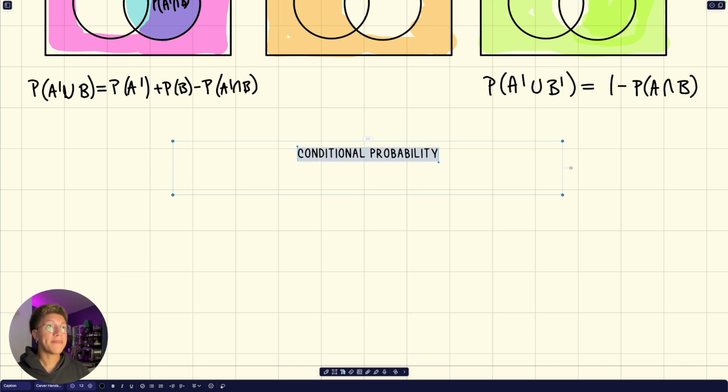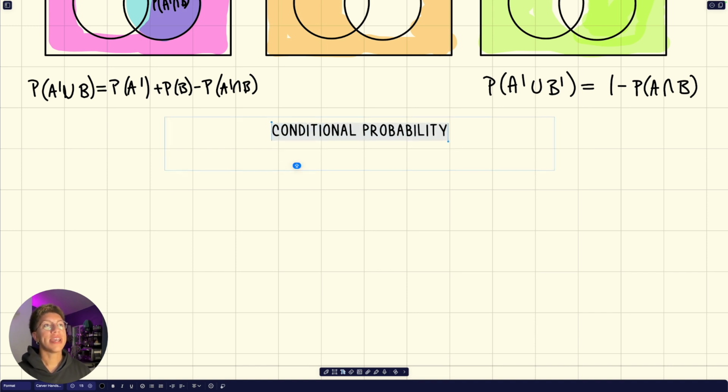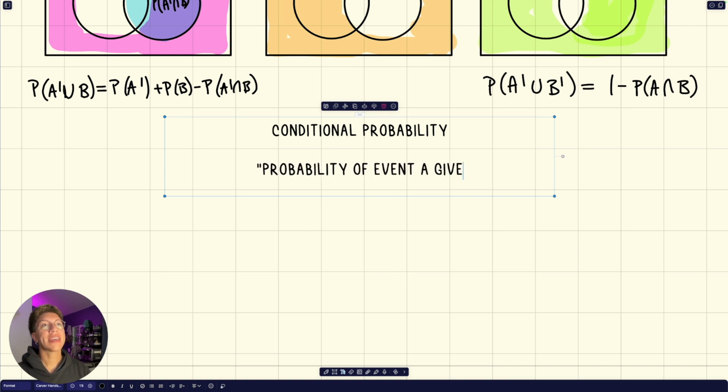Conditional probability is always given in 2 parts. And so we say this in English as the probability of event A given that B has occurred.